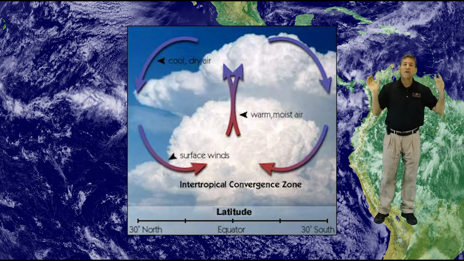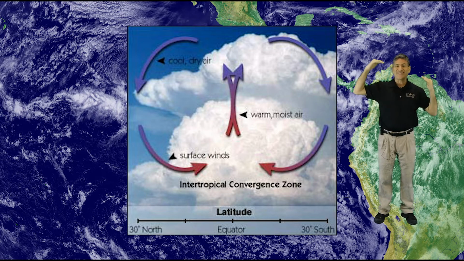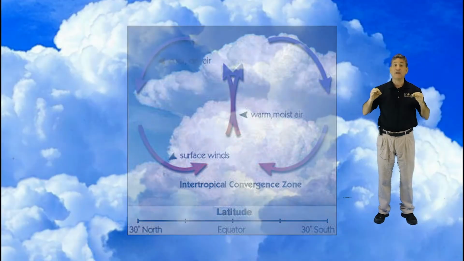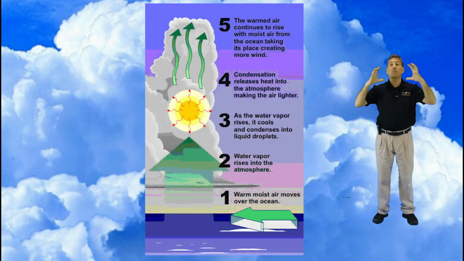Trade winds then carry the vapor to the area where the north and south trade winds converge, called the Intertropical Convergence Zone, or ITCZ. There, the moist air rises and cools. The water vapor condenses on tiny particles suspended in the air called nuclei, forming clouds. This condensation releases energy, heating the surrounding air.